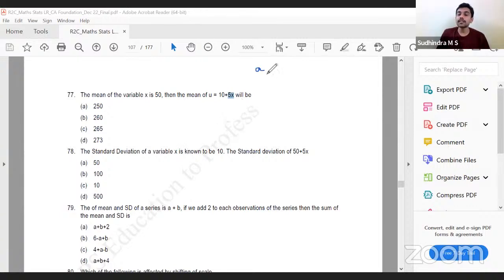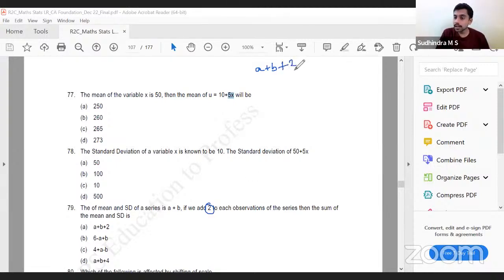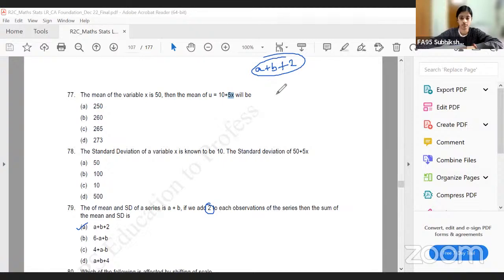Now, mean and standard deviation is A plus B. If 2 is added, this is a change of origin. Mean will get affected by change of origin, so mean increases by 2. But standard deviation doesn't get affected by change of origin. It remains unchanged. So the sum of mean and standard deviation would be A plus B plus 2. Understood, everyone? Yes, sir.